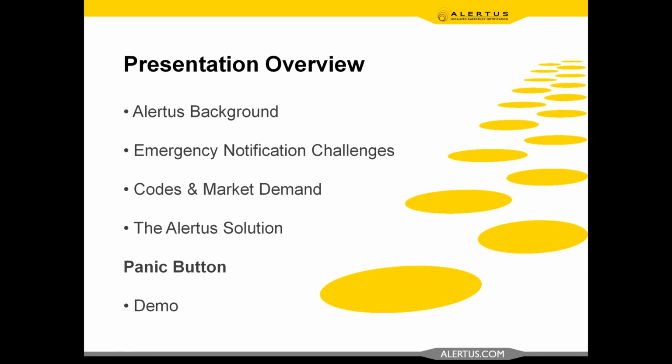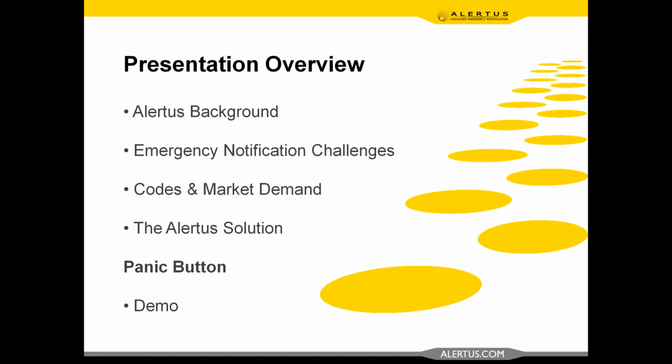So quick overview of the presentation. We're going to go through the Alertus background. We'll talk about the emergency notification challenges. You'll see a lot of challenges that you'll recognize with your organization that we help others solve. Codes in demand, a combination of the codes opening up for mass notification, as well as market demand out there based upon all the things that are happening, the threats to organizations, those kind of things.